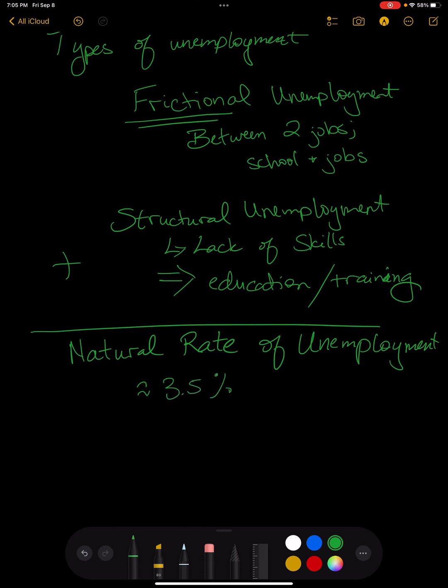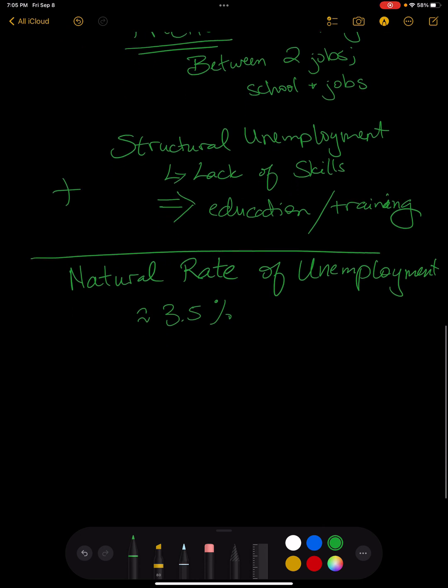It's been higher, 4.5% 20 years ago, but it has come down. And that's because the natural rate is subject to change based on policy. So, for example, in the United States, our natural rate is lower than it currently is in Europe, and that's because their policies, their unemployment benefits, are more generous than ours. So maybe we'll talk about that in the last video when we get into some of the issues. But anyways, in the United States, it's approximately 3.5%.